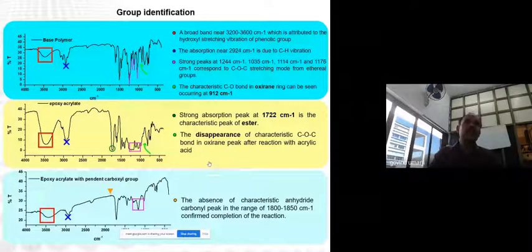confirms that the acrylic acid is reacted. And then after the second stage, we have reacted this epoxy acrylate with the pendant carboxylic group. It clearly shows that there is an absence of the characteristic anhydride carbonyl peak in the range of 1800 to 1850, which confirms the completion of this reaction.